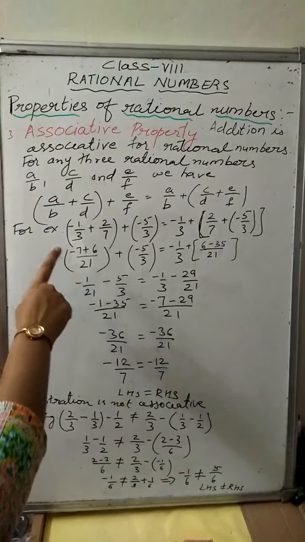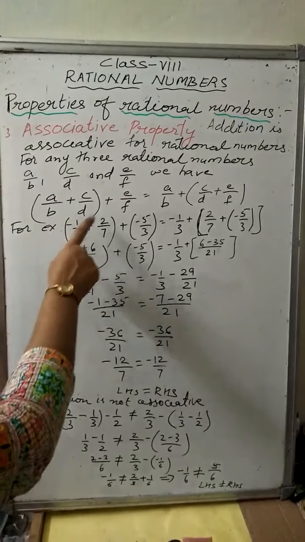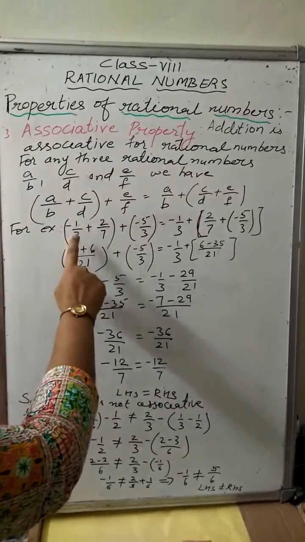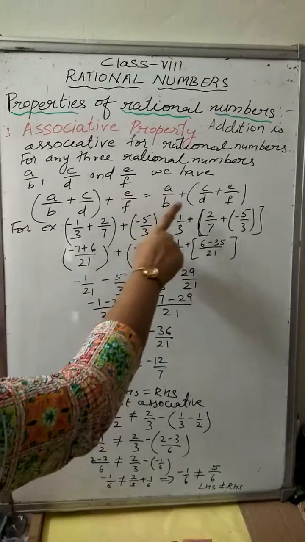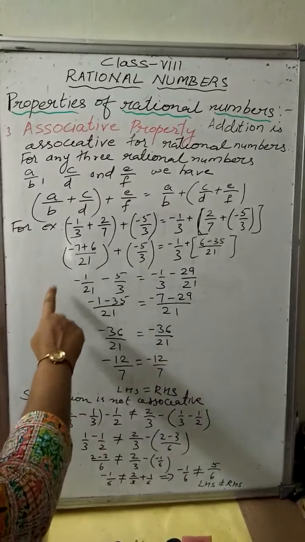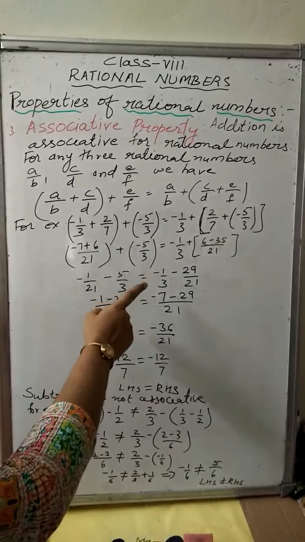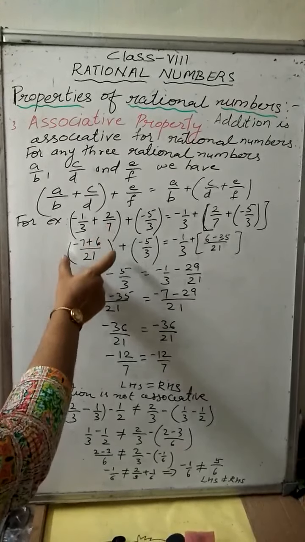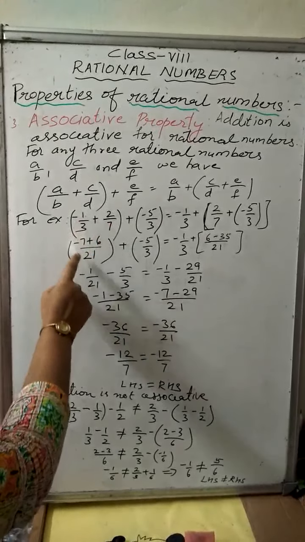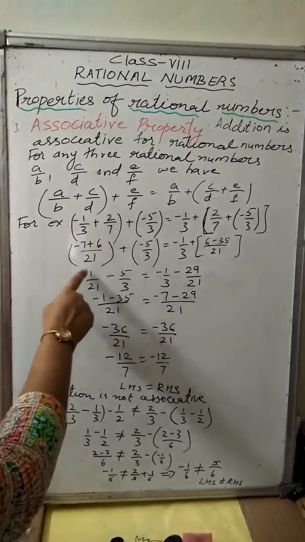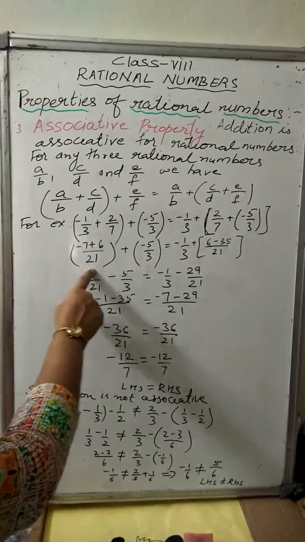Three rational numbers I have taken, that is minus 1 by 3, 2 by 7 and minus 5 by 3. And these values I have put in this mathematical statement. Both I have solved simultaneously, LHS and RHS. In this case, we have to solve the bracket first, that is minus 1 by 3 plus 2 by 7, by taking LCM and adding it.